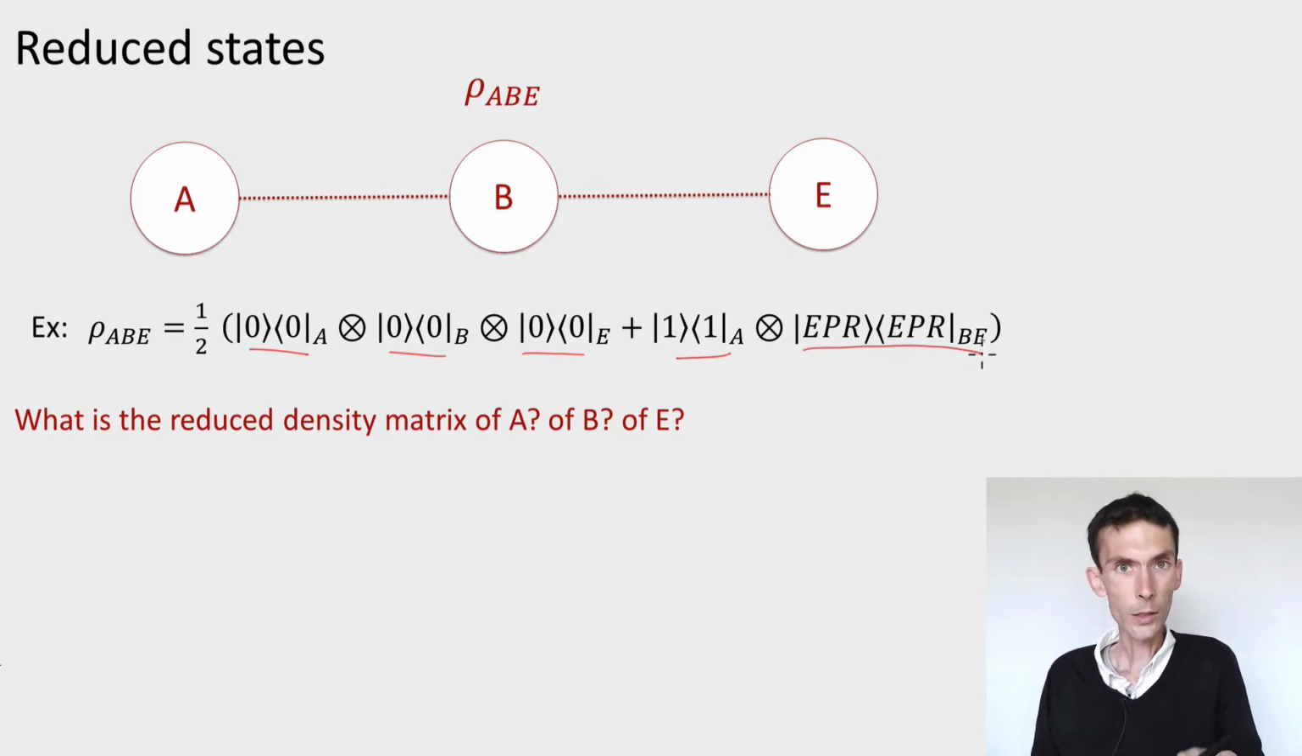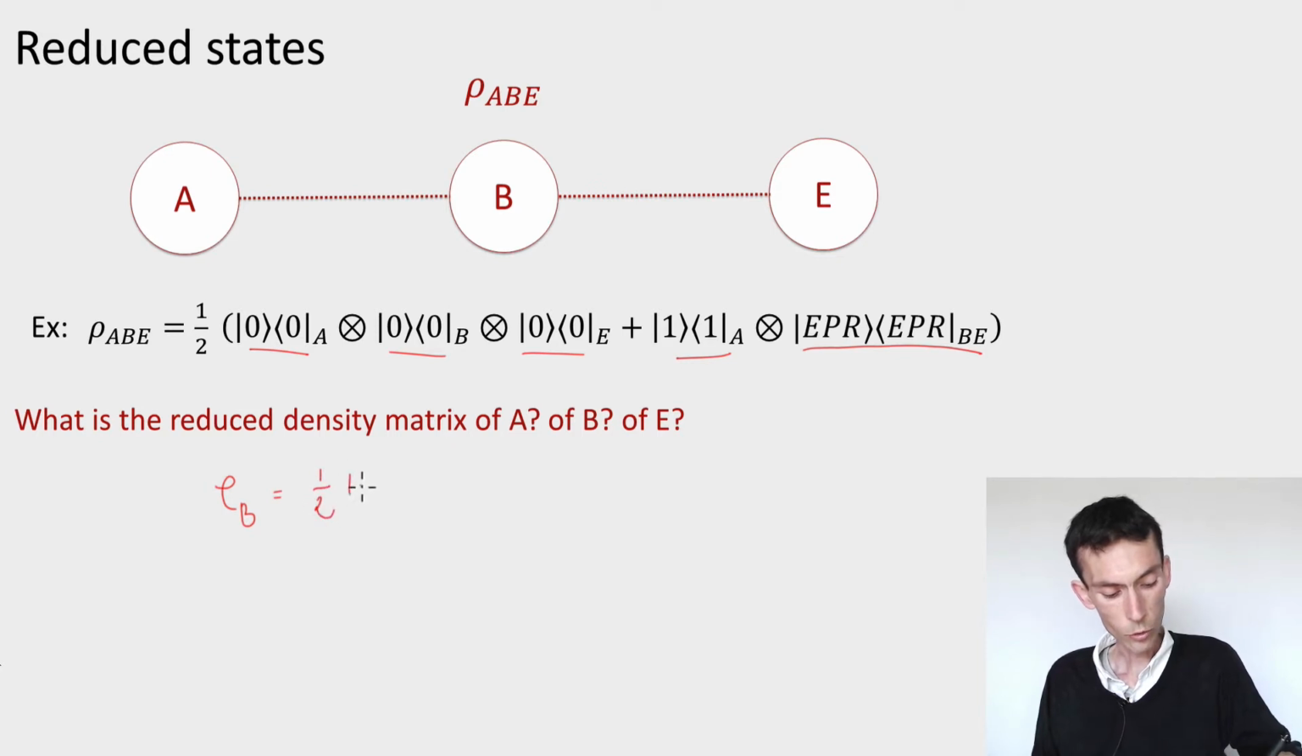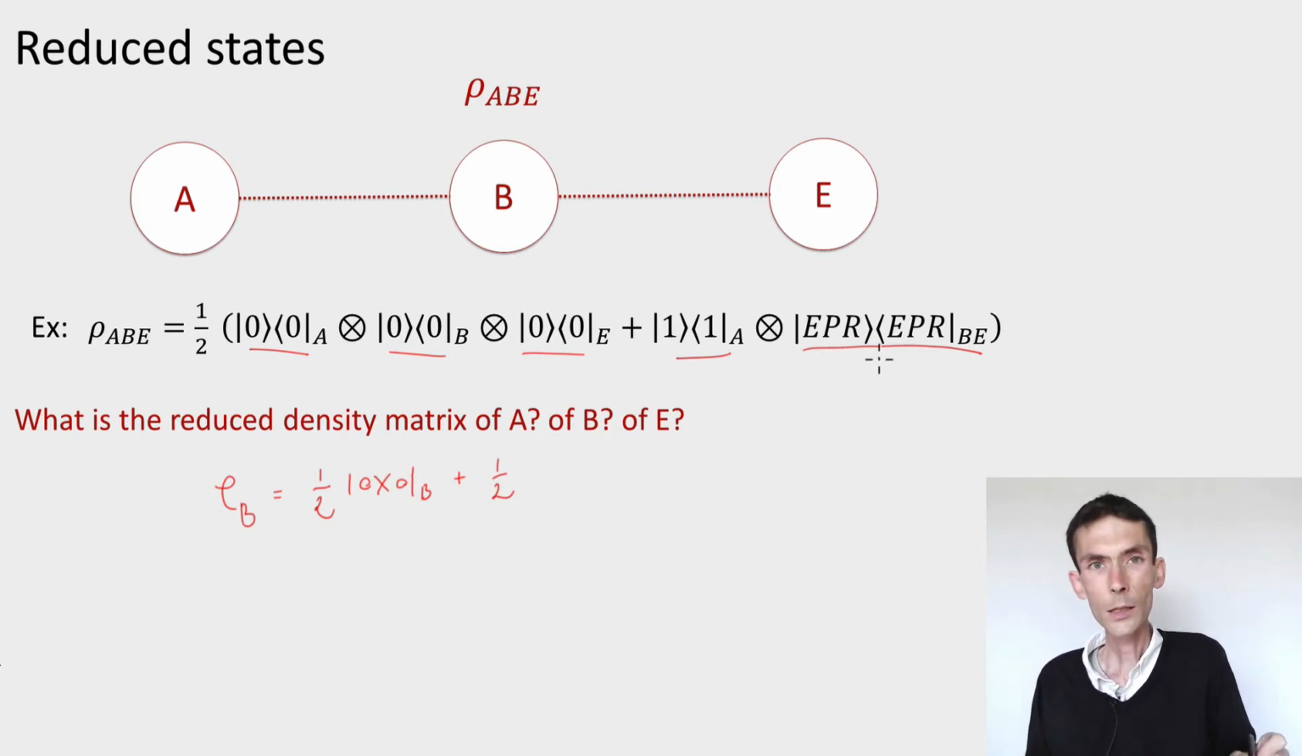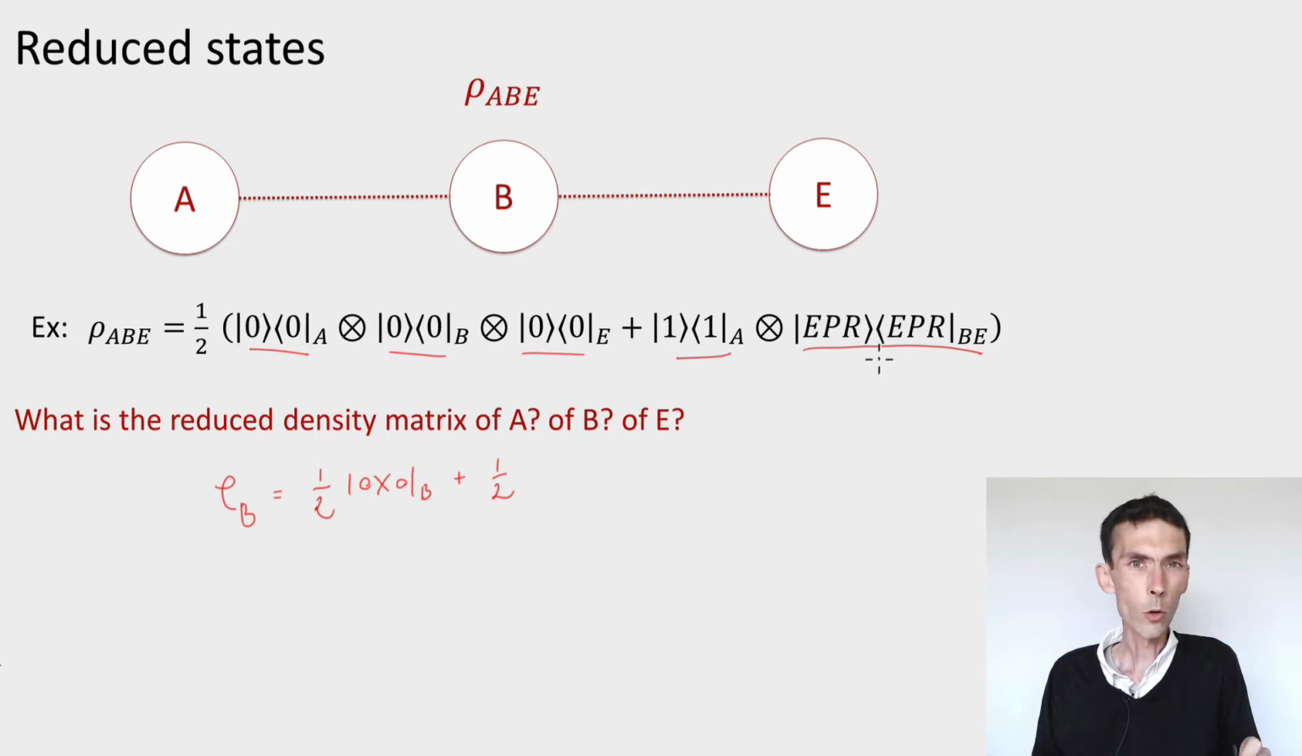In that case, I can again ask the question, what is the reduced density of this state on the A system or the B or the E system? Let's look, for instance, at the B system. As before, I'd like to say that with probability half, the B system is just in the 0, so that's okay. And then with probability half, well, I have something more complicated. This B system is entangled with E. Can I really talk about it on its own?